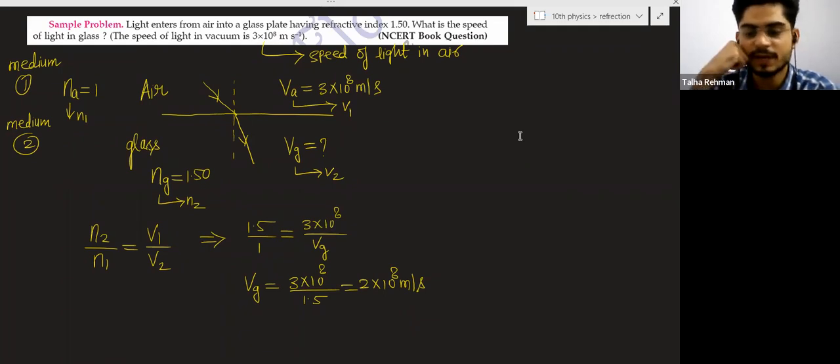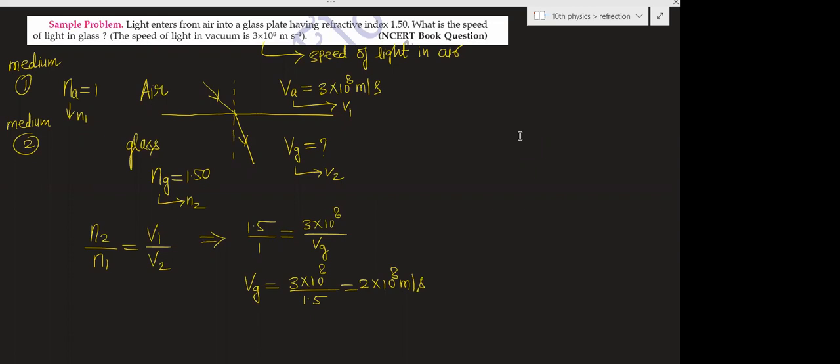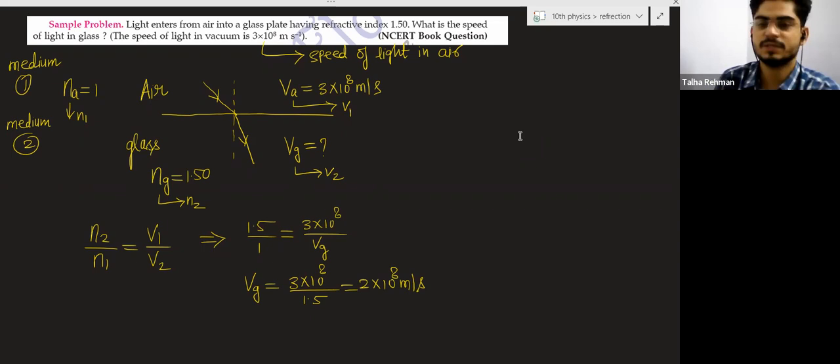So in the next class, I will start the lenses, refraction by lenses. Okay. We have almost finished this topic, refractive index, and this is one of the most important topics. That's why I am giving time to this topic.